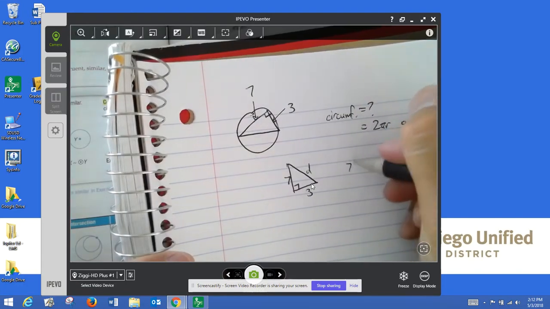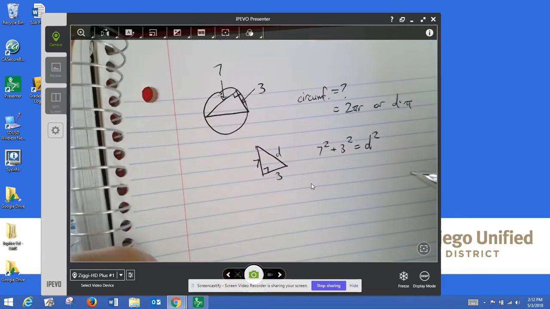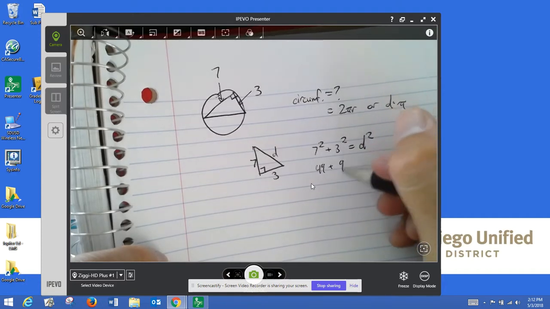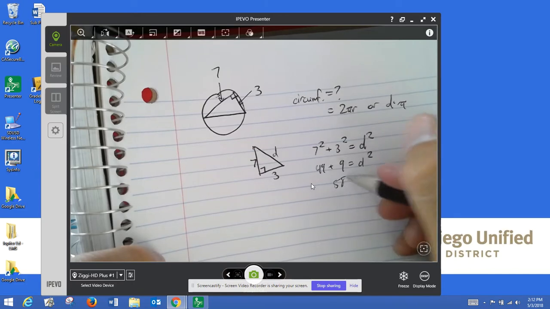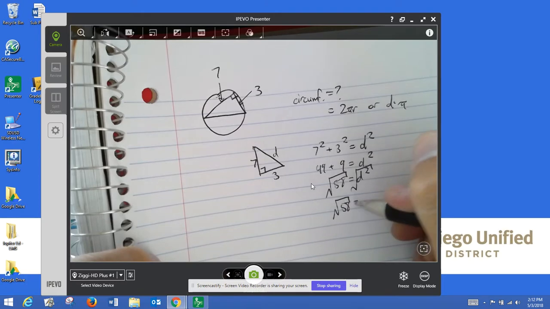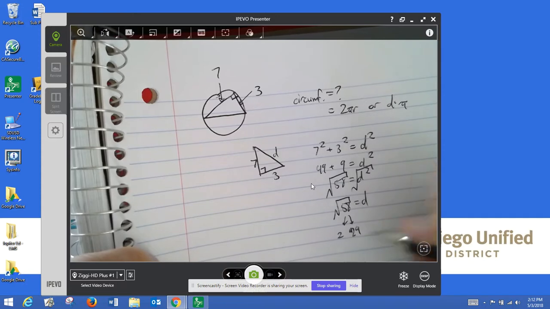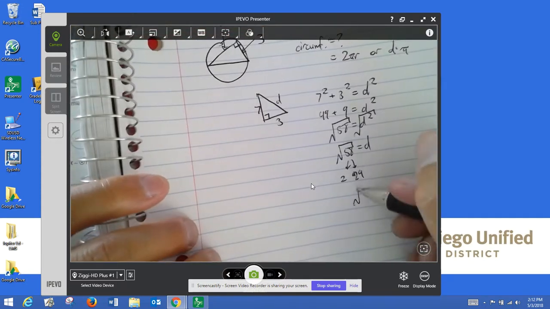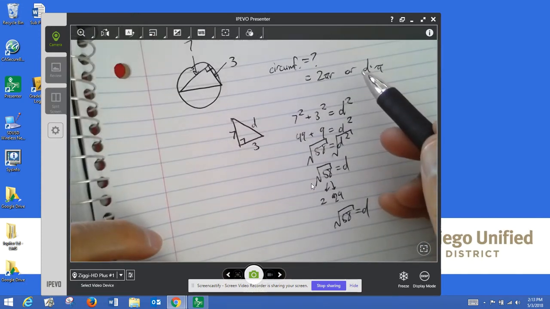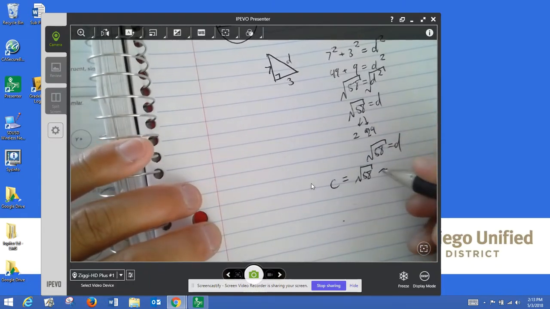So that's 7 squared plus 3 squared equals d squared. You're going to see this work again in the next video. 7 squared is 49, 3 squared is 9, so 58 is equal to d squared. Then you take the square root of 58, so the square root of 58 is equal to d. You try to find common factors, but the truth is you won't be able to get anything out of the square root sign, so your answer will remain the square root of 58. But remember, that's not the final answer. We're looking for the circumference, which is d times pi. So the circumference is equal to the square root of 58 times pi, and you can leave it at that.